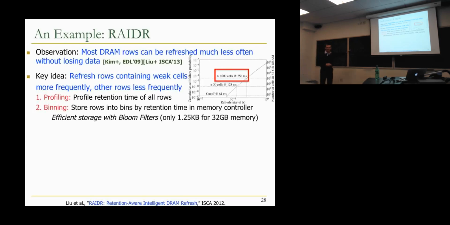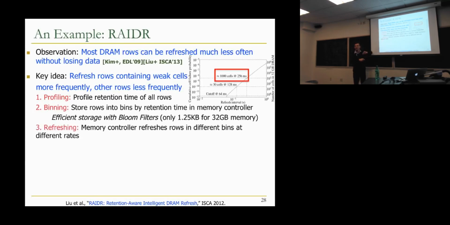Anyway, in this case, RAIDR, this mechanism uses these Bloom filters to store information about which rows need to be refreshed at what frequency. And that's why the hardware cost is really low. If you actually needed to do this, the hardware cost would be much higher. Once you have this information, the memory controller refreshes rows in different bins at different rates. Now you can do that refreshing.